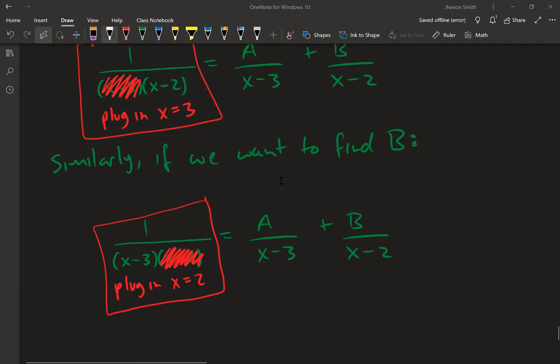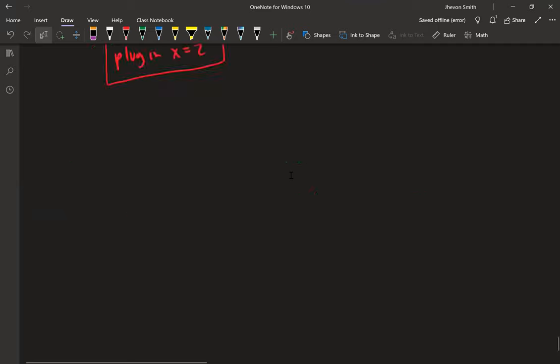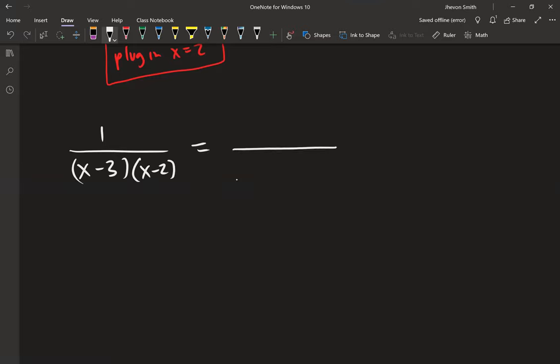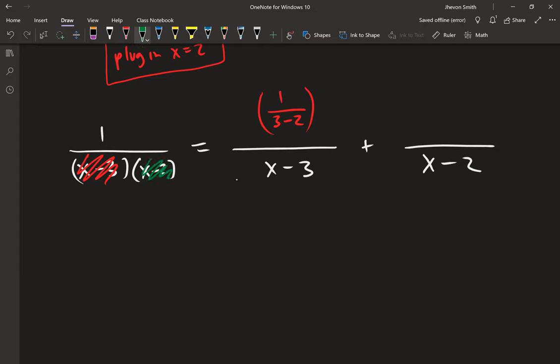So let's actually see this lightning fast in this particular situation. How would I figure this out? I have 1 over x minus 3 times x minus 2 equals something over x minus 3 plus something else over x minus 2. How do I find the thing that would go on top of x minus 3? Well, cover up the x minus 3 and plug in 3. That is going to give me 1 over 3 minus 2, and that is the value that goes there. If I wanted to find what goes on top of the x minus 2, I would cover up the x minus 2 and then plug in x equals 2.